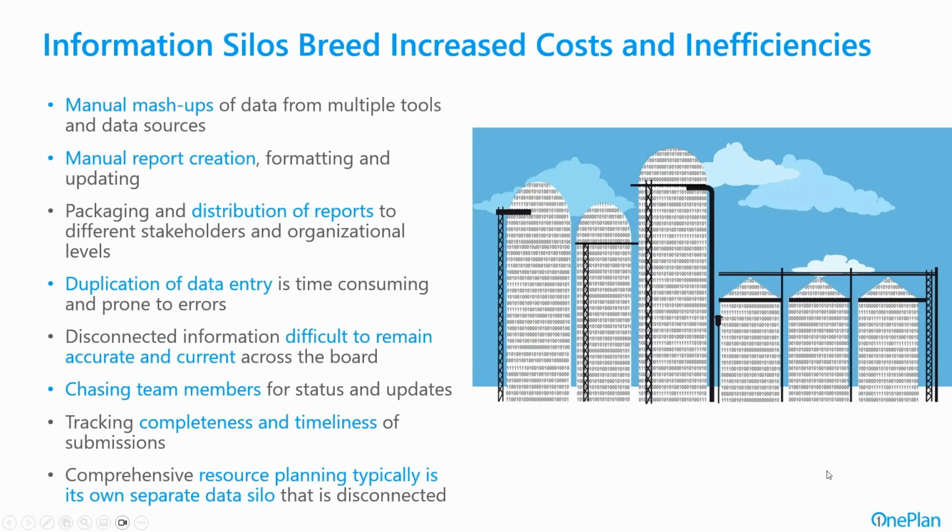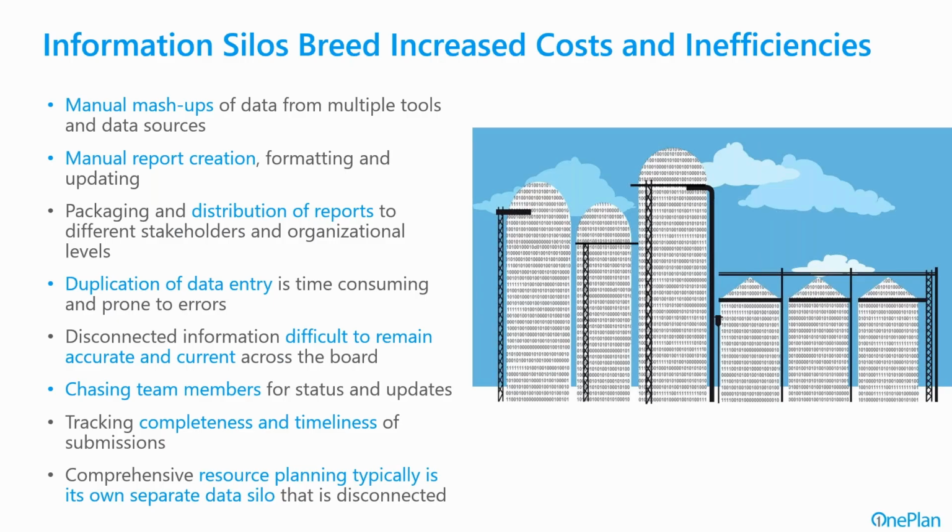So in that adaptive world, there are some, let's just say, pitfalls. If we allow it to happen, we can also breed information silos through proliferation of using different tools for different purposes. And this can breed increased costs and inefficiencies across the board. For example, if you have to report up or report comprehensively across, it could require many organizations to do manual mashups of data from multiple tools and data sources, which can be time consuming. They might have to do manual report creation once that data is mashed up and formatted and updated and packaged into individual distributions for different stakeholders and organizational levels.